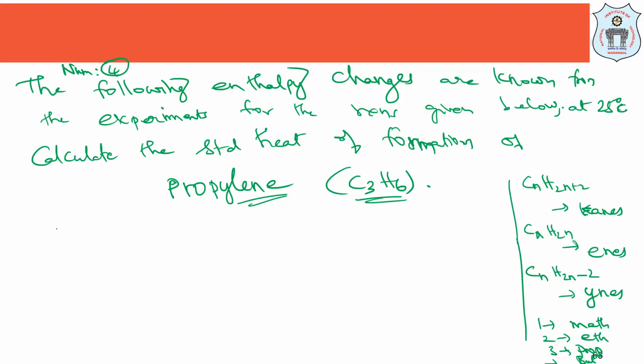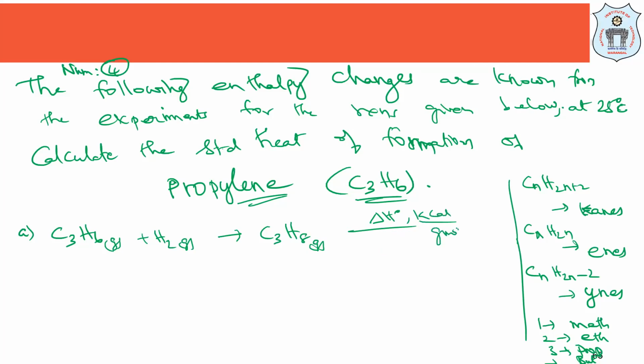Okay, so the data given are: A is a reaction, C3H6 in gaseous phase plus H2 gaseous phase gives C3H8 in gaseous phase. So we have delta H value in kilocalorie per gram mole. The value is -29.6.